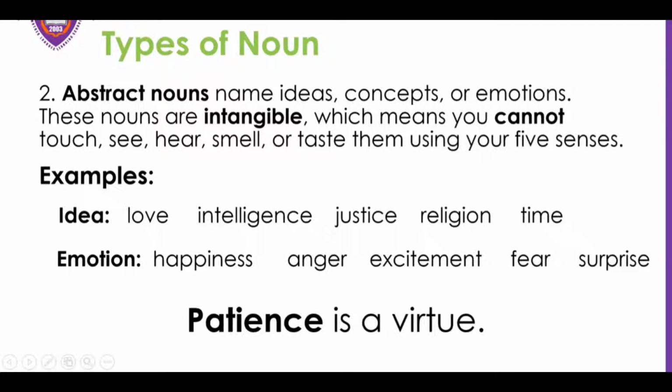Example sentence: Patience is a virtue. The word patience is an abstract noun because it is intangible. You cannot touch, see, hear, smell, or taste patience.